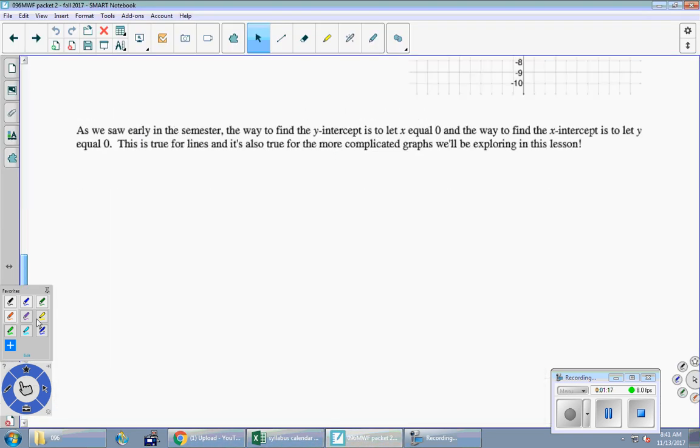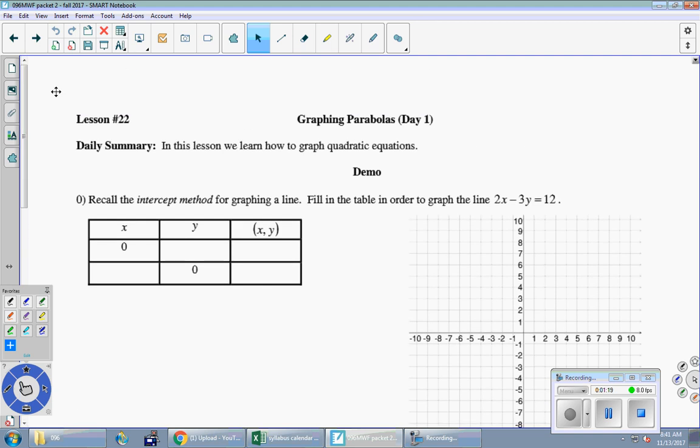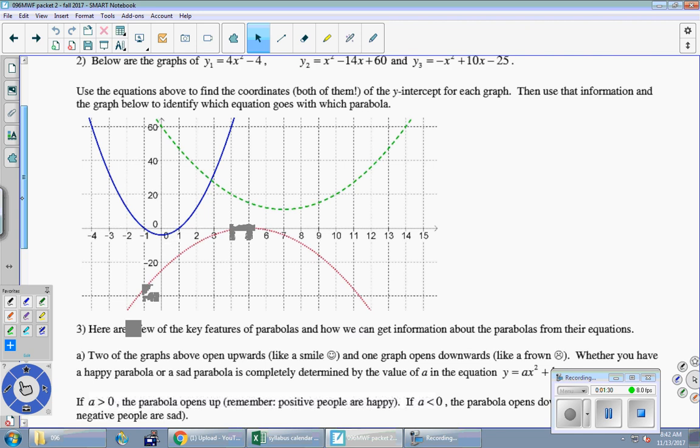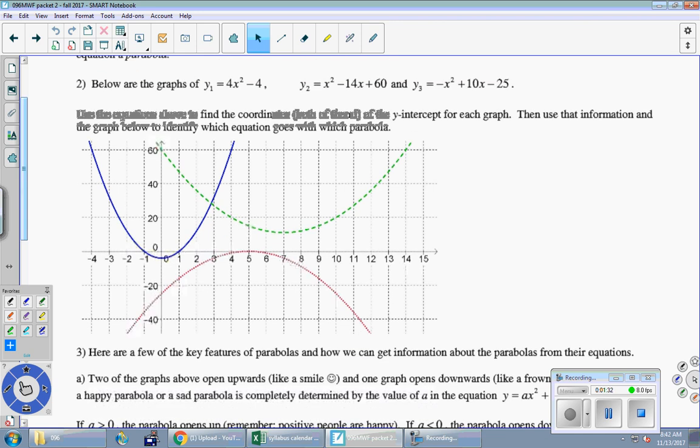Okay, so let's jump in here on page 177. We're going to skip around a little bit here and just do some of the highlights for graphing parabolas. But in this lesson, we learn how to graph quadratic equations. Let's move to the next page, and we will take a look at 3 graphs. The 3 graphs here are the graphs of the equations that are written up above.